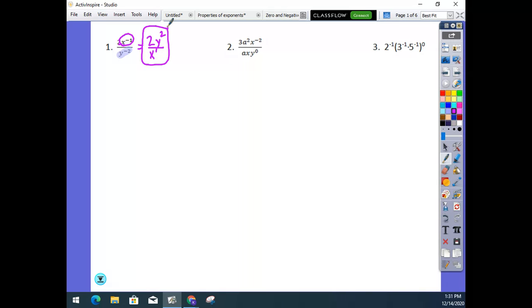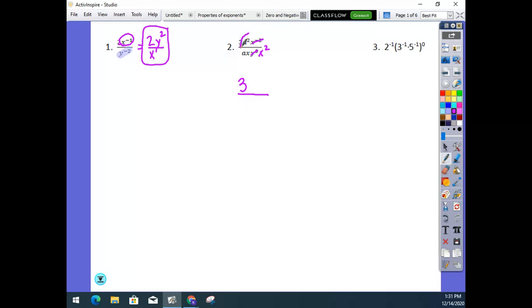Number 2. First, I'm going to move this to the bottom, making it positive. I know that anything to the 0 power is 1, so when you multiply by 1, nothing else changes. Now I'm going to combine all my bases that are the same. The 3 is my only coefficient, so I'm just going to bring it down, keeping it in the numerator.